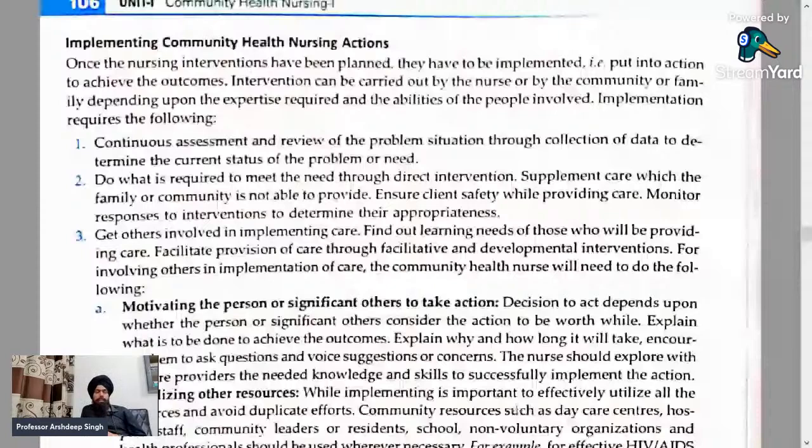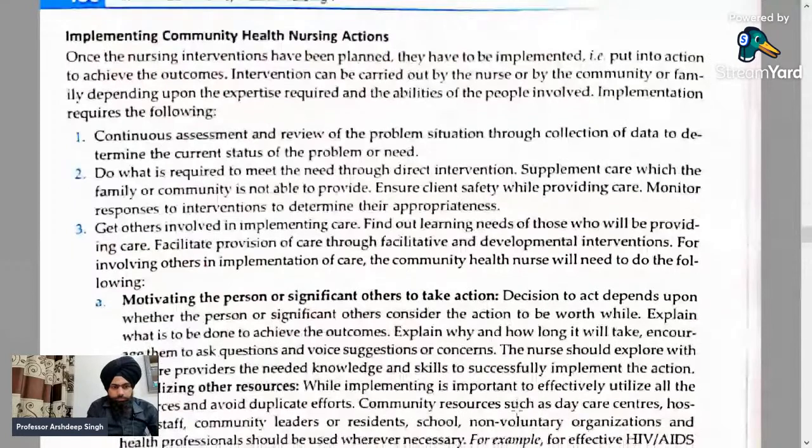And third, get others involved in implementing care, find out the learning needs of those who will be provided care, and facilitate provision of care through facilitative and developmental interventions. So you should also get the help of the other staff members and coordinate with them, so that you get excellent results during the evaluation. So these are the steps that you have to keep in mind while you are implementing various types of interventions. That is about the implementation of the community health nursing actions.